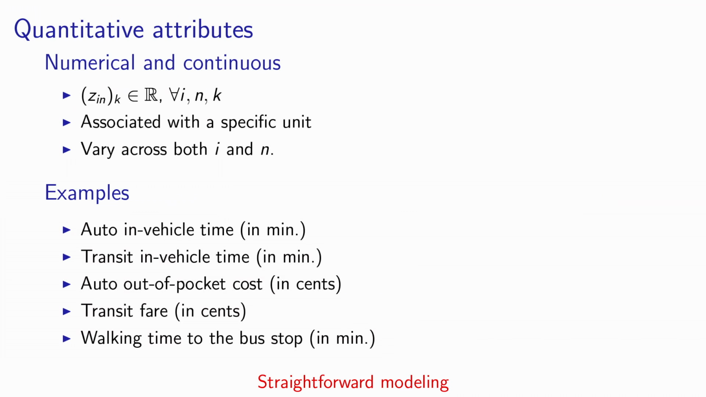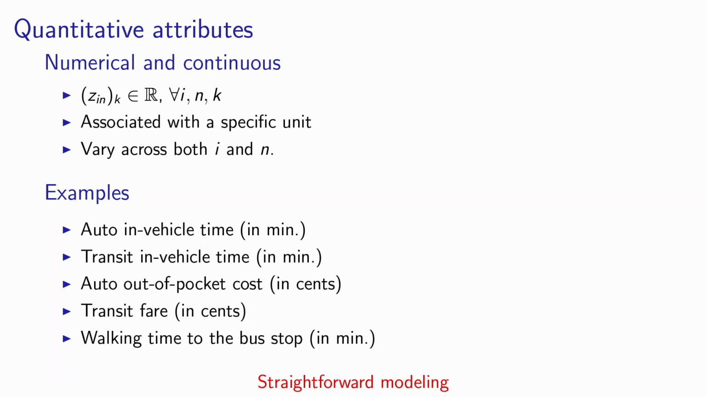So there are plenty of examples that we can cite. Again, if we look at the example of the transportation mode choice, you can think about auto in-vehicle time, which is a quantity expressed in minutes, or the transit in-vehicle time, which is also expressed in minutes. You can have the cost represented in cents or dollars or Swiss francs or what have you, or the transit fare in the same units. You can consider the walking time to the bus stop in minutes. So everything is very straightforward.